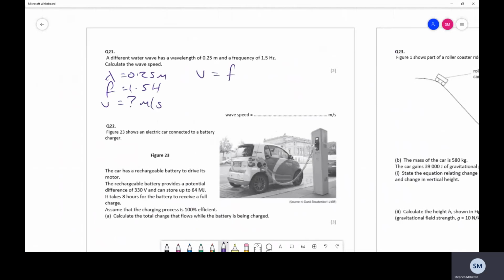Who knows? I don't, but we'll figure it out quite soon. V is equal to f times lambda. V is equal to 1.5 times 0.25. It's criminal that they're giving that as a question in a higher paper, because with enough practice it gets utterly boring. The wave speed velocity is equal to 0.375, so about 0.38 meters per second. Two decimal places there, better than 0.375.